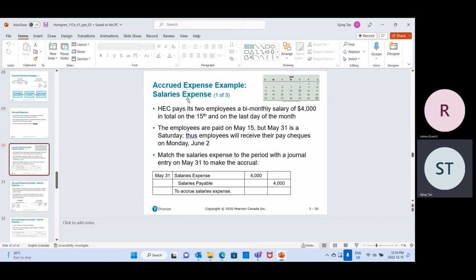Now we see this example. HEC pays its employees a monthly salary of 4,000 in total, on the 15th and on the last day of the month. The employees are paid on May 15th, but May 31st is Saturday. So the employees will receive their paycheck on Monday, which is June the 2nd. Now we need to match the salary expenses to the period with a journal entry. On May 31st, we recognize the salary expenses, which is 4,000, but we haven't paid yet, right? We owe them that $4,000. Then we credit the salary payable because that is a liability. So the liability increased.